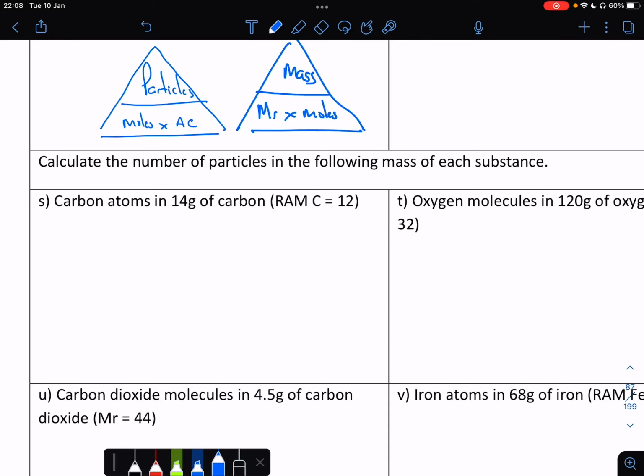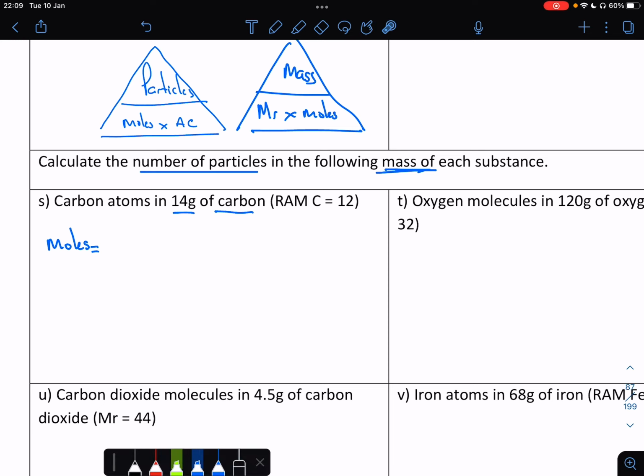So in these questions, we are being asked to find the number of particles when we are being given the mass of each substance. So this is going to be, again, two different steps in order to do this. Our first job, we're told there's 14 grams. I want to convert that to moles. I'd rather work in moles. So my first job is to work out the moles.